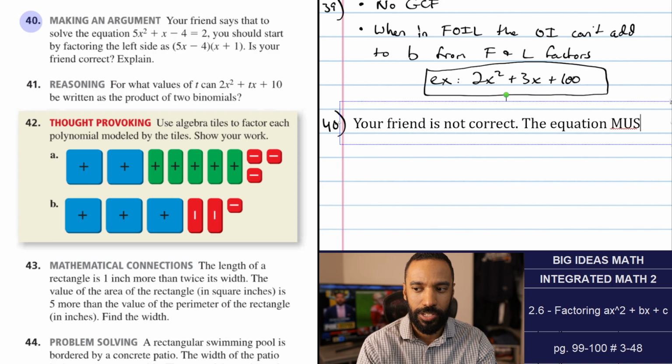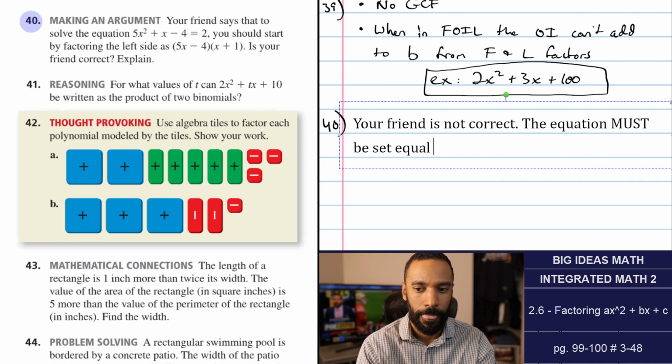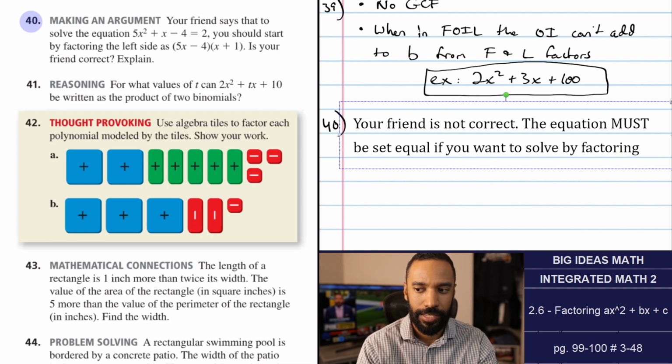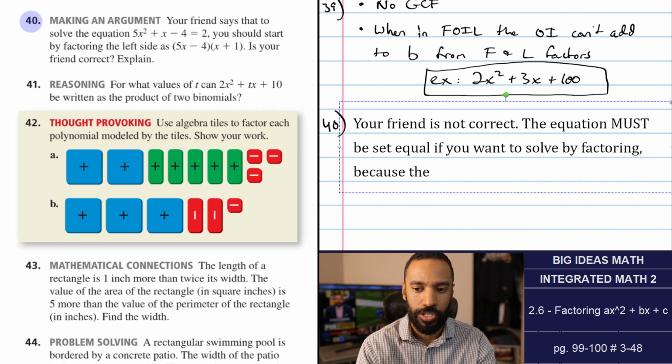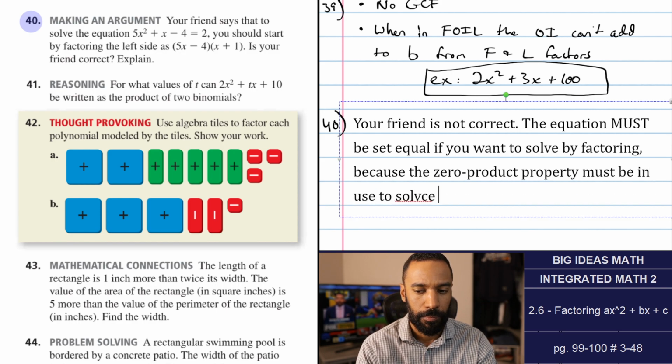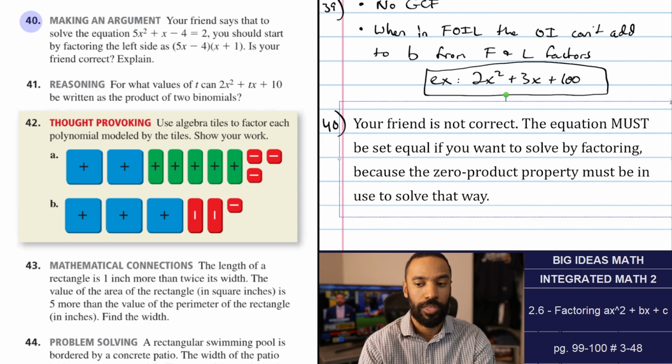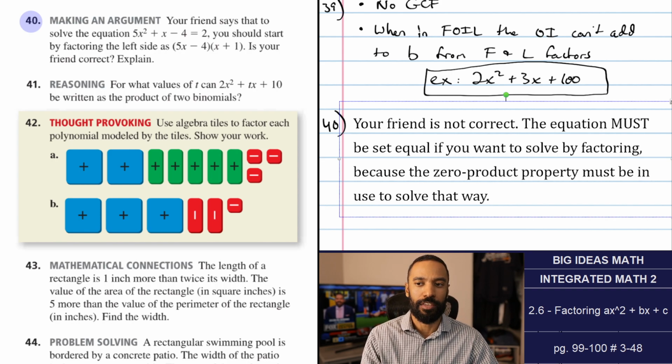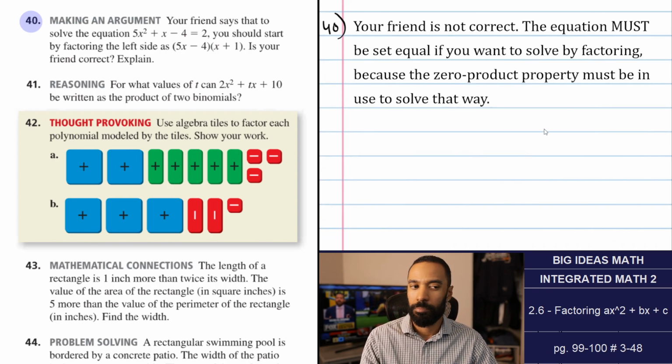The equation must be set equal to 0 if you want to solve by factoring, because the zero-product property must be in use to solve that way. Period. There's no way around solving by factoring if you don't set it equal to 0. Period.